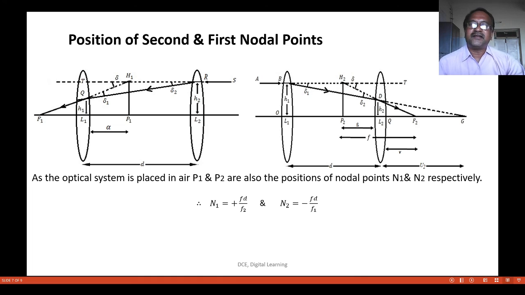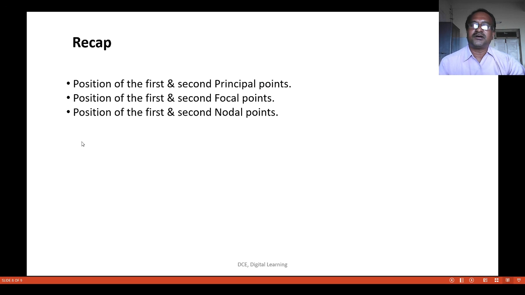And locating the first and second nodal points: since the medium of incidence and the medium of emergence are the same, the nodal points will coincide with the principal points. Therefore, N1 is equal to F into D by F2, and N2 is equal to minus F into D divided by F1. Yes, this is what we have discussed in the session. That is the location of all the cardinal points: first and second principal points, first and second focal points, and first and second nodal points.